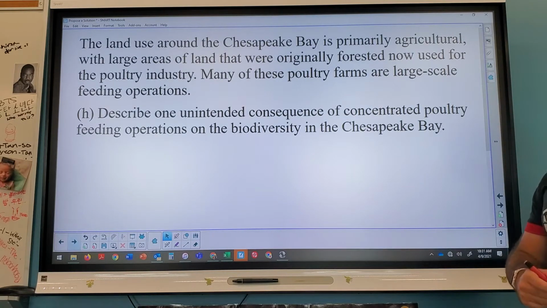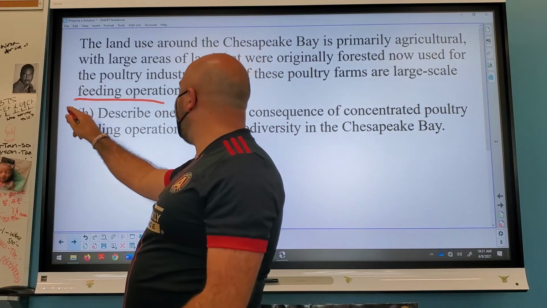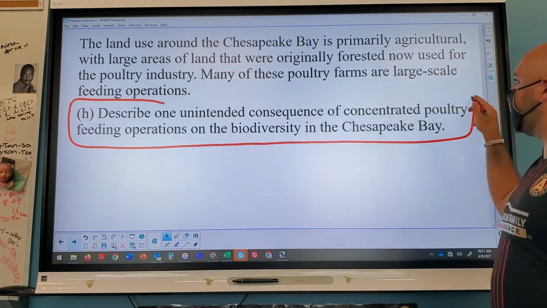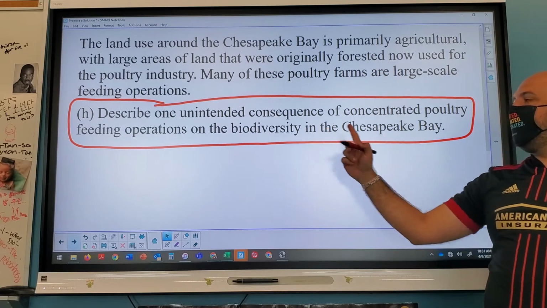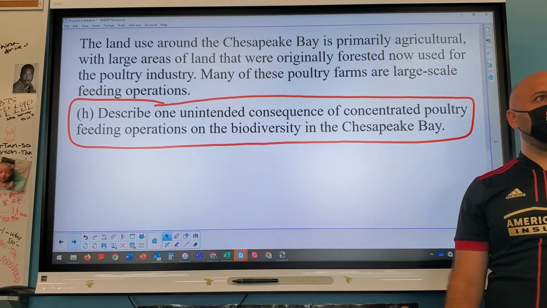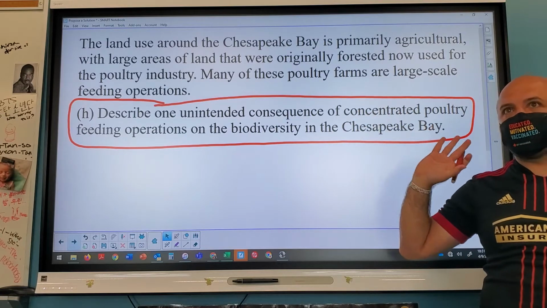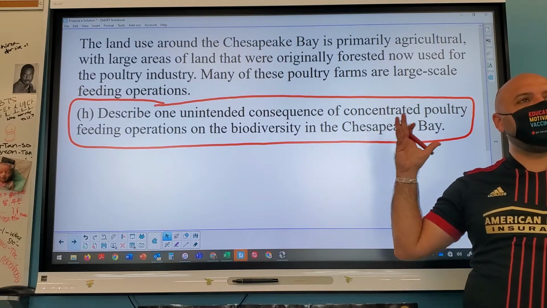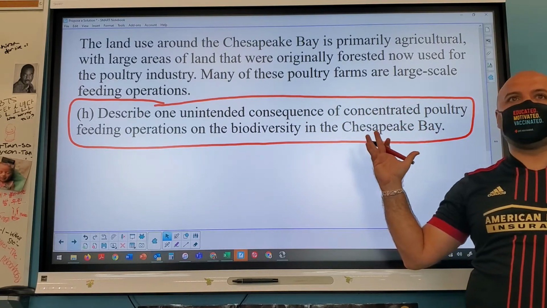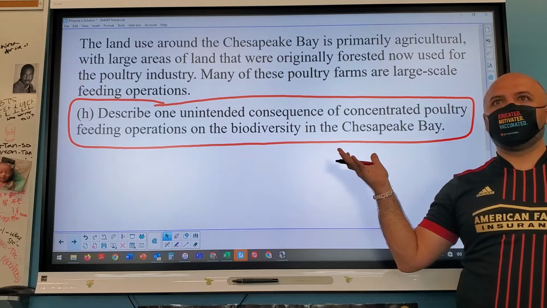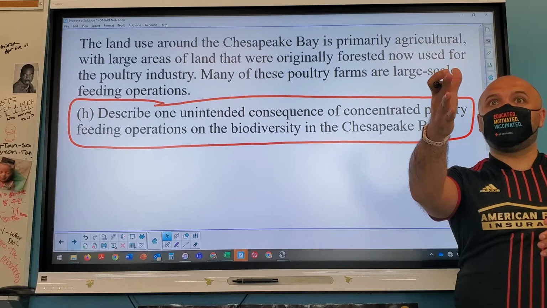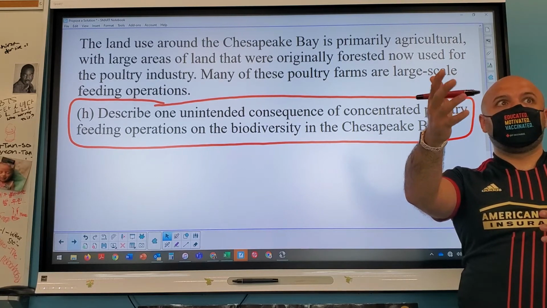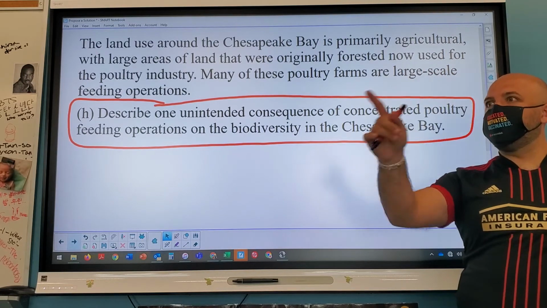And then lastly here, this is a big one. Describe one unintended consequence of concentrated poultry feeding operations on the biodiversity of the Chesapeake Bay region. This just takes you to a whole other level, right? Now it's asking about concentrated poultry factories. What happens at these CAFOs? They be getting antibiotics, right? Yeah, good. What else? Their waste, storing their waste.